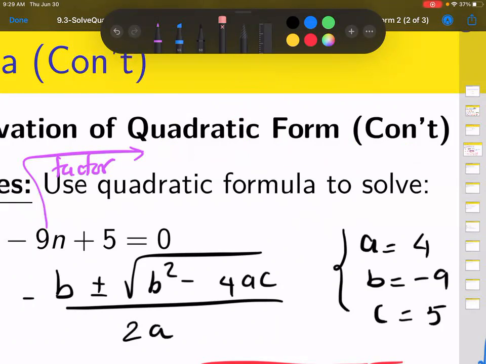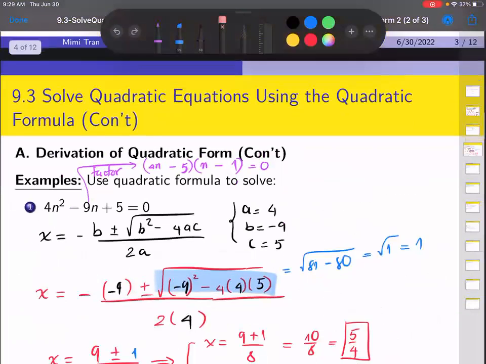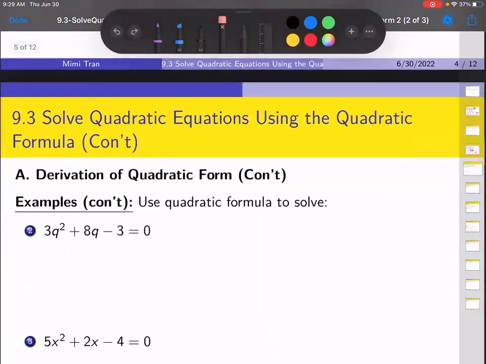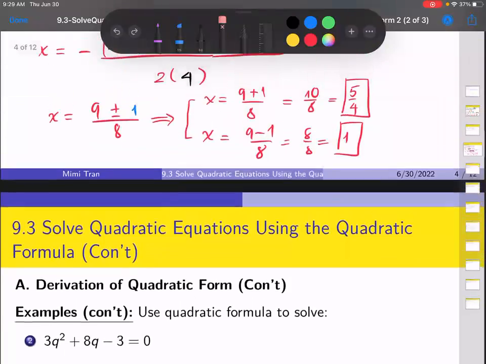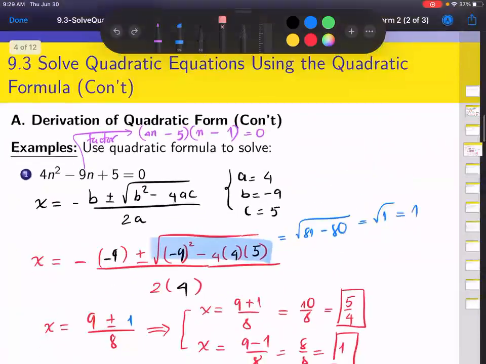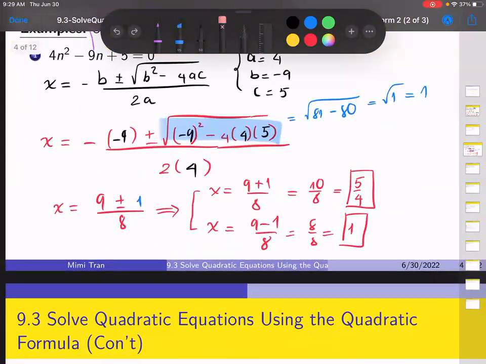But again, the quadratic formula always works. Always works. Why don't you guys try number 2? You don't have to factor. Yeah, you don't have to. I just like to factor because it's quicker. A lot of students love the quadratic formula because they're guaranteed to get it right, unless they mess up on calculating things.